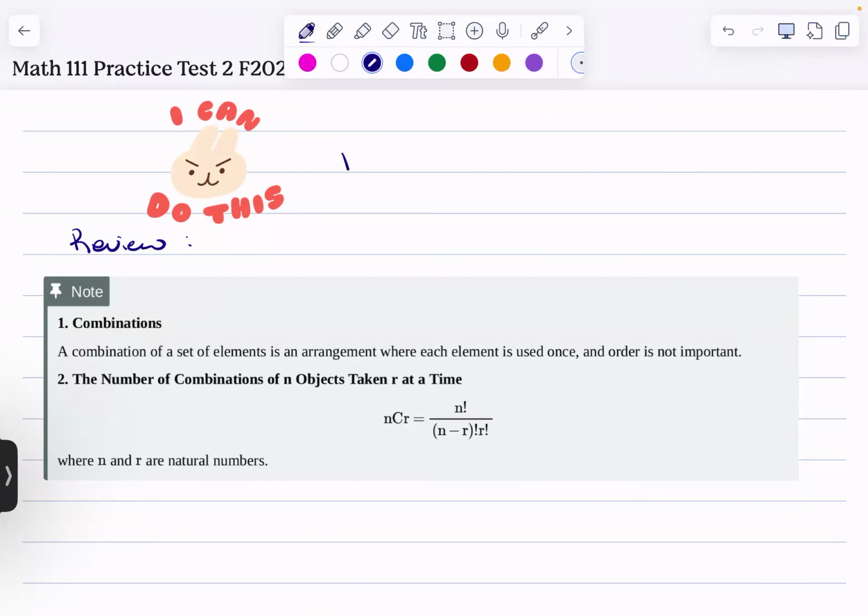We have test number 2 on Wednesday, which means, of course, we'll go through the practice test today. I want to review the video that you watched on combinations just a little bit, but we've got some practice problems from the practice test as well. So we'll see. Okay.